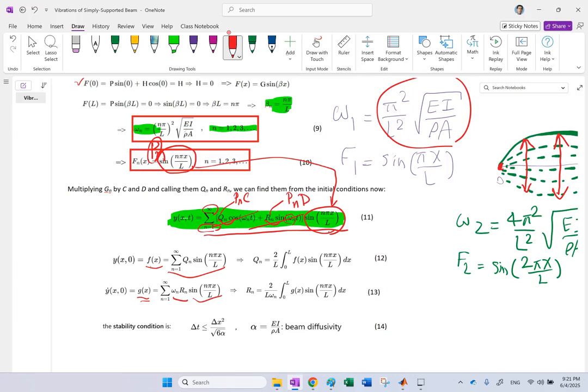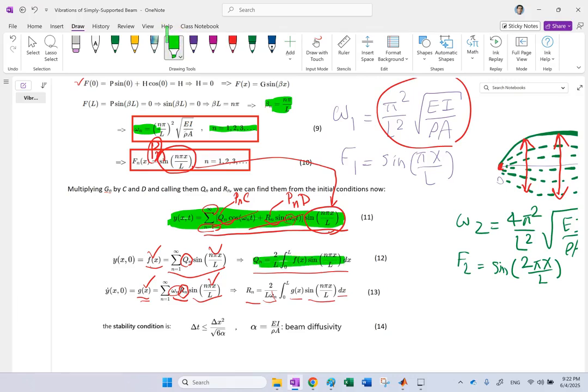So from here, you should be able to find Q and R because f and g are given and this mode shape is a known function. All you need to do is find them by this Fourier series. So Qn is going to be 2 over L, the integral from 0 to L of f of x times the mode shape. And Rn is going to be 2 over L omega n. Why omega n? Because there is an omega n here, so you have to divide. Integral of g of x sine n pi x over L dx. There we go. That's your Q and R.